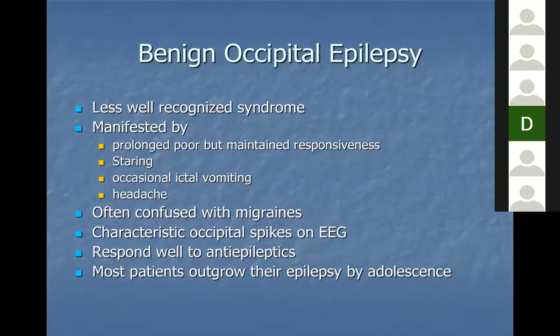Benign occipital epilepsy, kind of similar, but in a different part of the brain, in the occipital lobe. A lot of these kids, what happens sometimes is maybe they'll have these episodes where they're responsive, but kind of slow to respond. They seem out of it, but they're awake. They're not out of it completely. They kind of stare off sometimes. Sometimes they vomit, and then they get a headache at the end of the vomiting.